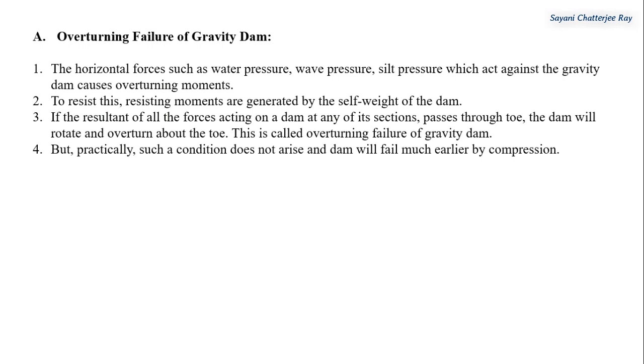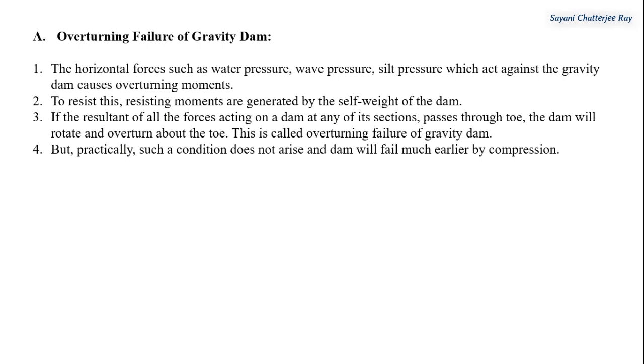In such a case, the resultant force passes through a point outside the middle third of the base of the dam. The overturning may be caused at the downstream edge of any horizontal section. Practically, such a condition does not arise and the dam will fail much earlier by compression.